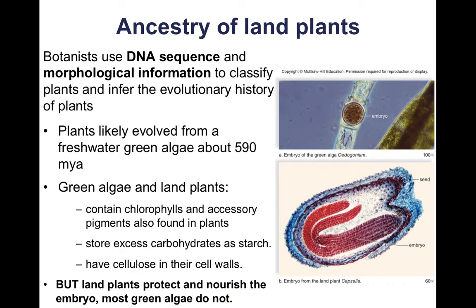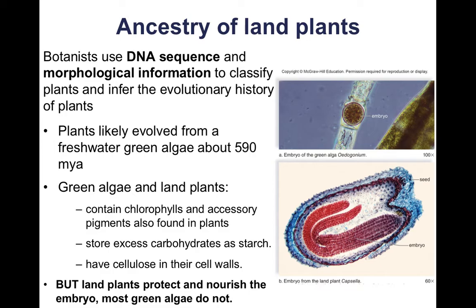So let's talk now a little bit about the ancestry of land plants. Today, botanists and plant taxonomists can use not only morphological information, based on looking at similar characters between different plants, in order to infer evolutionary history, they can also use DNA sequence information.